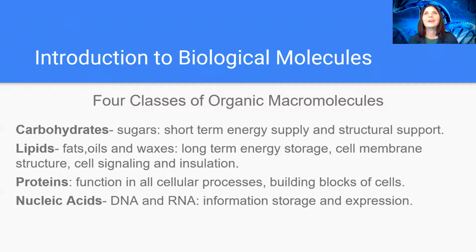So next up, now that we learned about all of the important elements that go into these biological macromolecules, now we're going to briefly discuss those biological molecules before we go in depth with each of those classifications in different videos. So we have 4 different classes. We have carbohydrates. Those are our sugars, pastas. They form cellulose, chitin, starches. They're our short-term energy supply.